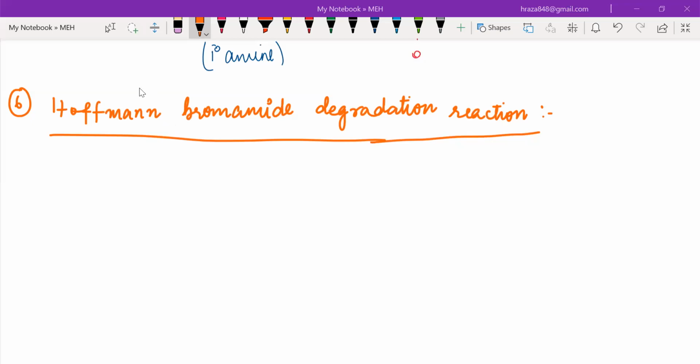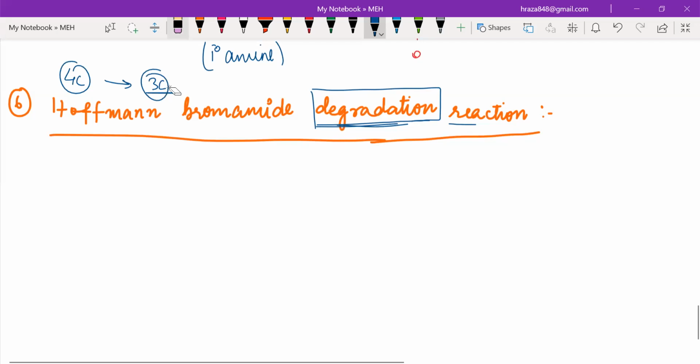Okay. So the last preparation is basically the Hofmann bromamide degradation reaction. It is called degradation because the number of carbon that you use in the reactant and the number of carbon produced in the product will always be lesser by one. Are you getting my point? If you have four carbon in the reactant, you will get three carbon in the main product. That's why its name is degradation.